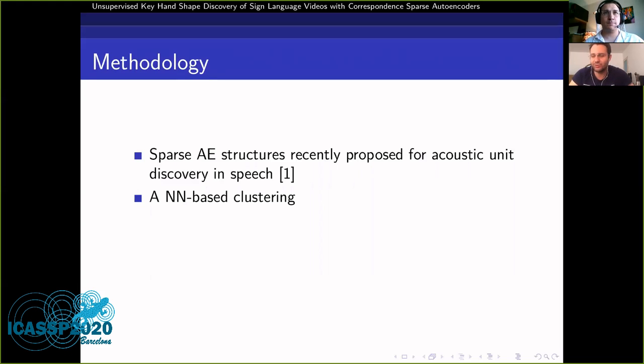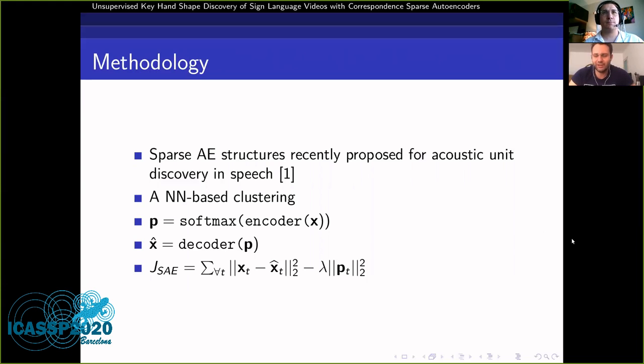The posterior distribution over the set of key hand shapes to be discovered is obtained after some encoder. And this vector is used to regenerate the input frame since the problem is defined to be unsupervised. The training loss is the reconstruction loss and the sparsity cost applied on the intermediate layer such that the distribution over the set of key hand shapes are forced to zero out the irrelevant ones. This is why we call the structure sparse autoencoders, meaning SAEs.